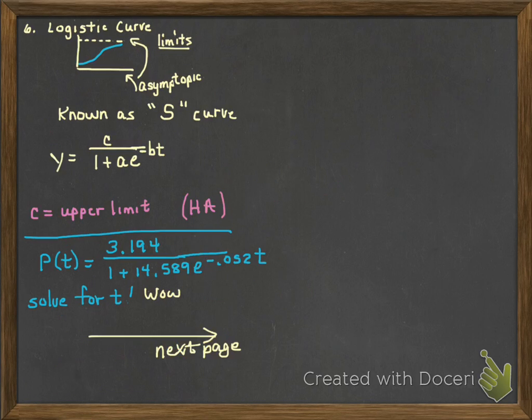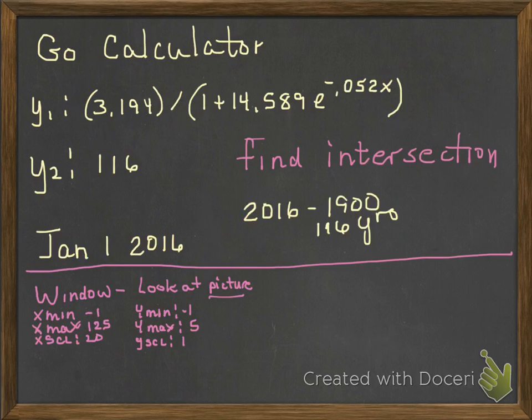The logistic curve, this is not going to be tested on Friday, but this one is one you may just put into your calculator. And if you will read that problem, the next page tells you what to do with your calculator, your Y2, and how to set up your window, and you just find the point of intersection.